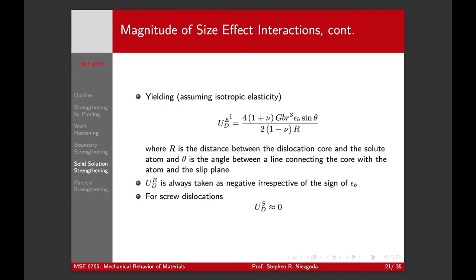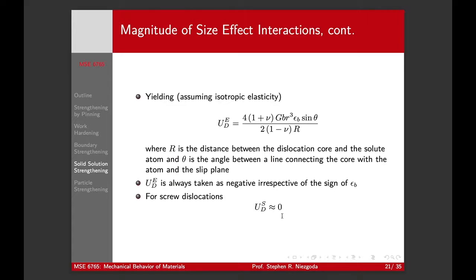right, we get a form that looks like this, where r is the distance between the dislocation core and the solute atom. Theta is the angle between the line connecting the core with the atom and the slip plane, right? So this has been generalized for an arbitrary geometry, right? And this is the energy of an edge dislocation due to the distortion of the lattice, right? And it's always negative. And for screw dislocations, it's always approximately 0, right?